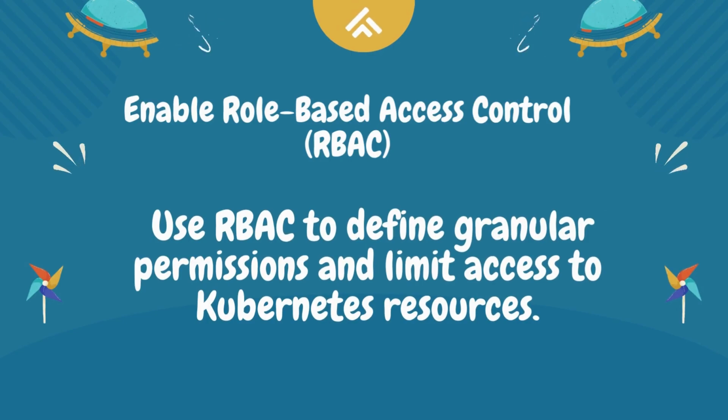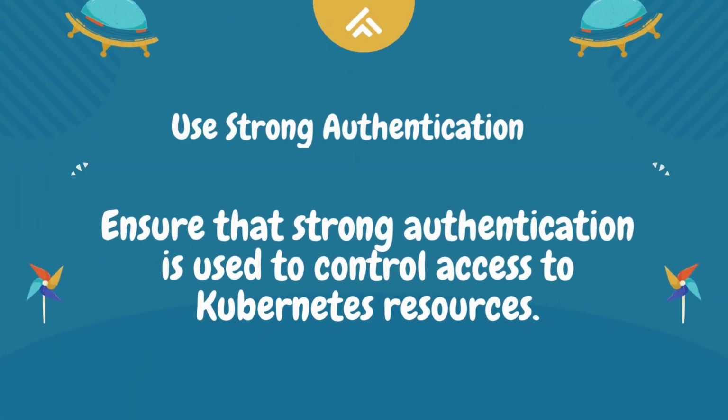Enable role-based access control. Basically, we say RBAC. Use RBAC to define granular permissions and limit access to the Kubernetes resources. Use strong authentication. Ensure that strong authentication is used to control access to Kubernetes resources.